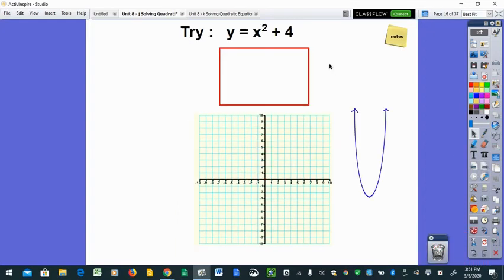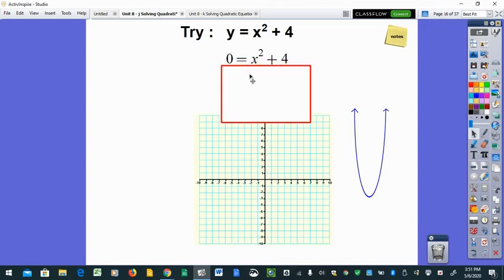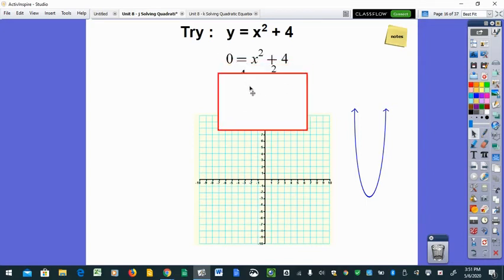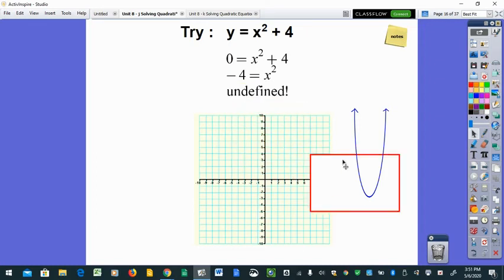Okay, let's take a look at this one. We're going to substitute 0 in for y, representing the x-axis. We're going to subtract 4 from both sides. But right now, when we go to take the square root of a negative, we've got a problem. The answer is not 2 and negative 2, guys, because the square root of negative 4 is an impossible situation in the real number system. So we've got an undefined.